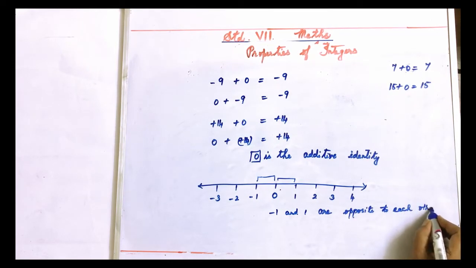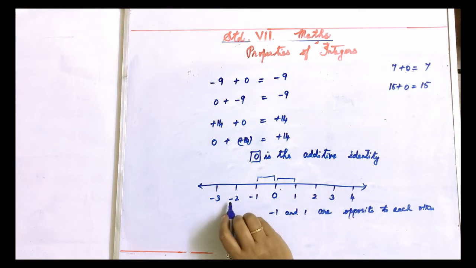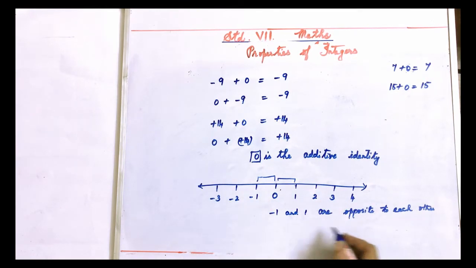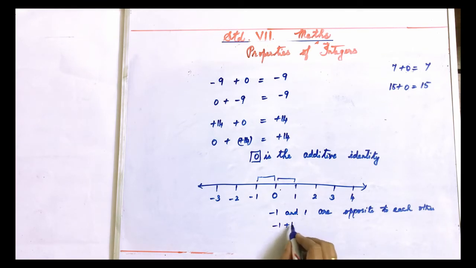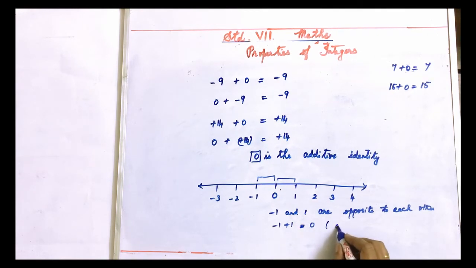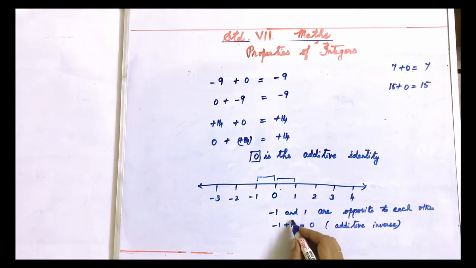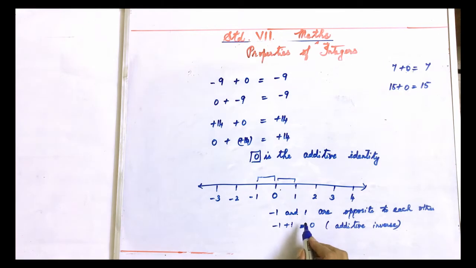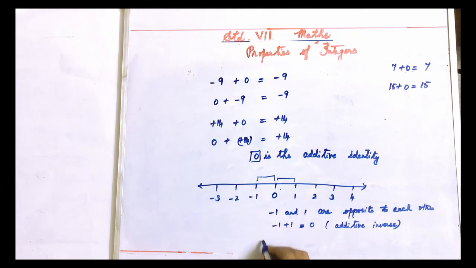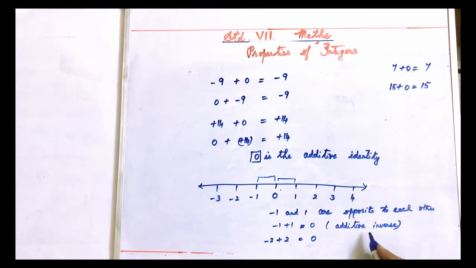In the same way, 2 and minus 2 are opposite to each other. If you add the opposites, minus 1 plus 1, we get 0. And this property is called additive inverse. So for plus 1, the additive inverse is minus 1. For minus 1, the additive inverse is plus 1. If the additive inverses are added, we get 0. In the same way for minus 2 and plus 2, if you add, we get 0. So this property is called additive inverse.